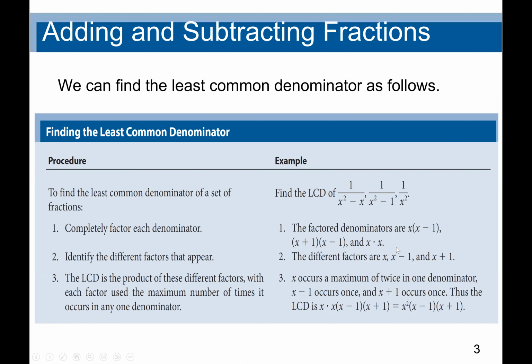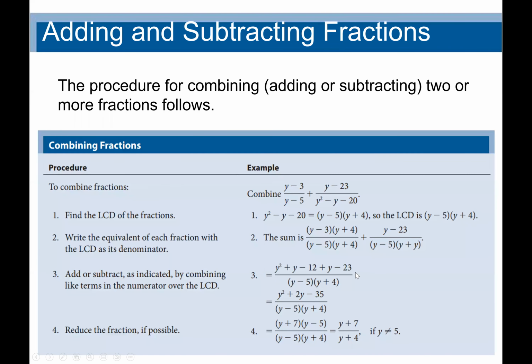This is important. In our previous example, we were doing mostly multiplication and division, so we didn't need it. So this is a good example now. We have y minus 3 divided by y minus 5, plus y minus 23 divided by y squared minus y minus 20. This is plus, so we need to combine. This means we have to find the LCD.